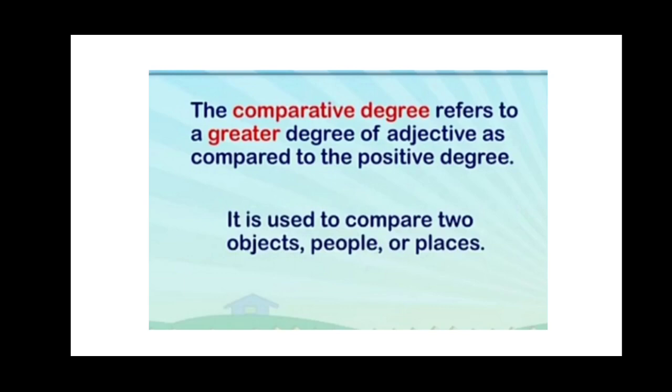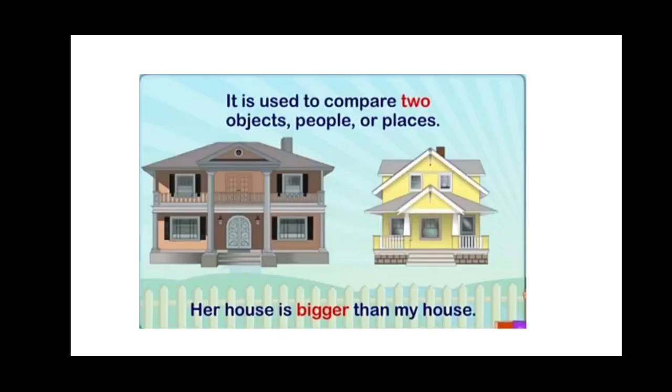And then comparative degree. The comparative degree refers to a greater degree of adjective as compared to the positive degree. It is used to compare two objects, people or places. Here we are going to compare. Compare means what? We are going to compare two things. It may be objects or people or places. So comparative degree is used to compare two things.